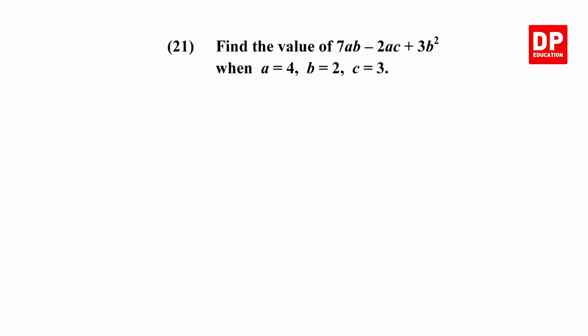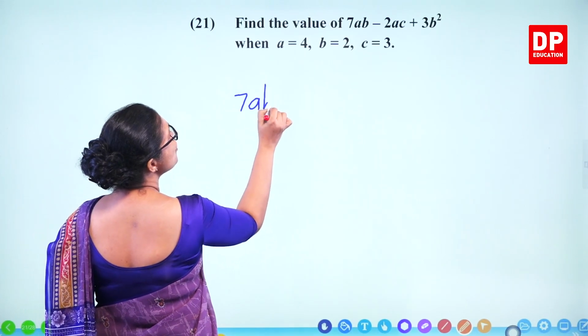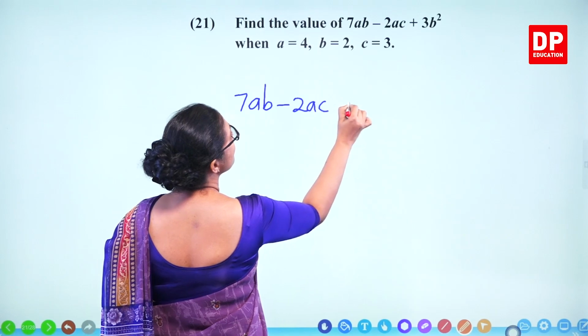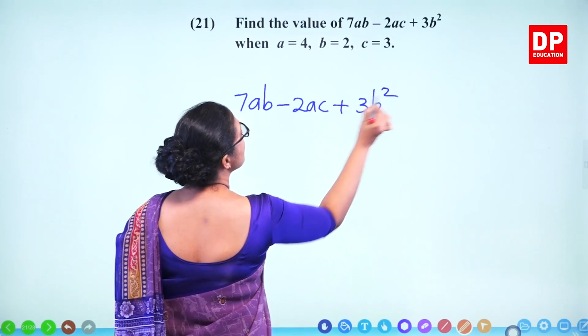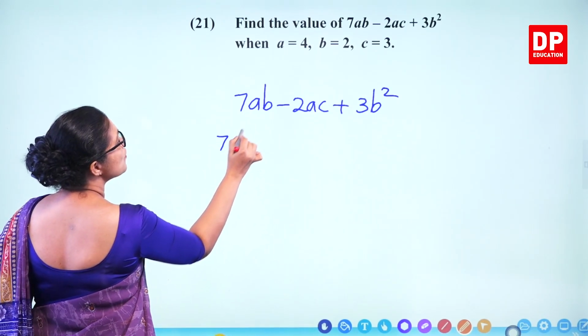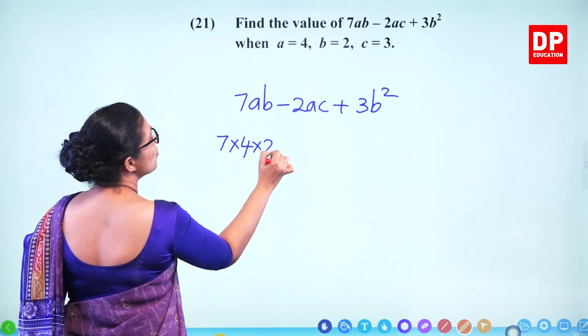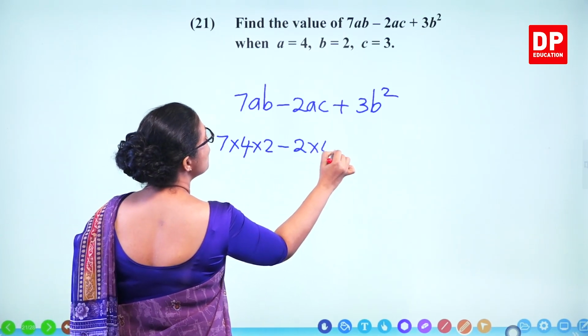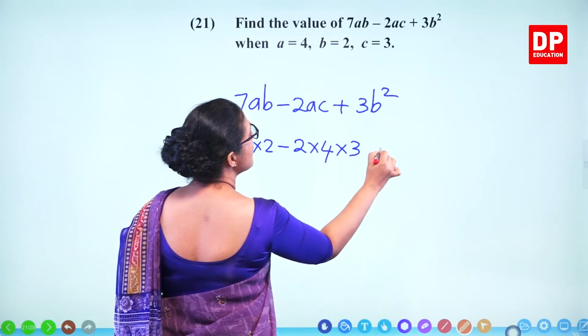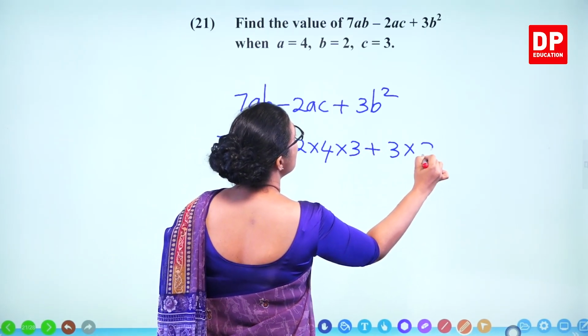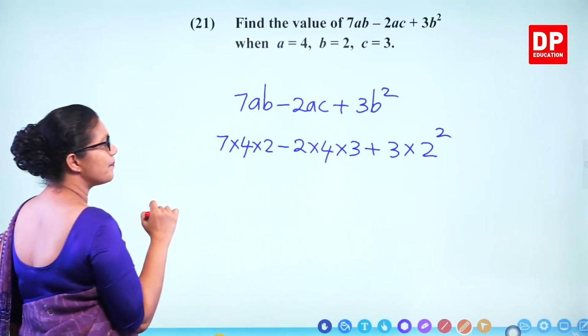(21) Find the value of this when A equals 4, B equals 2 and C equals 3. So just substitution. Substitute. 7 times 4, B is 2. 2 times A is 4, C is 3. 3 times B means 2, 2 squared.